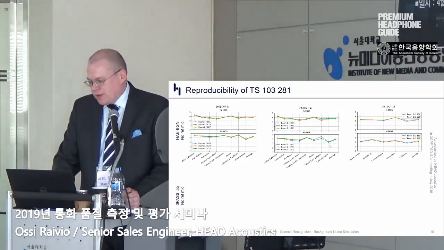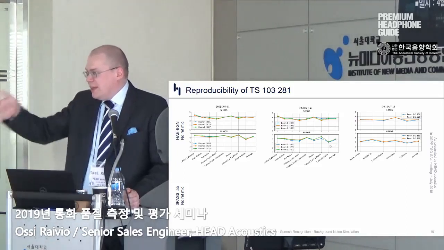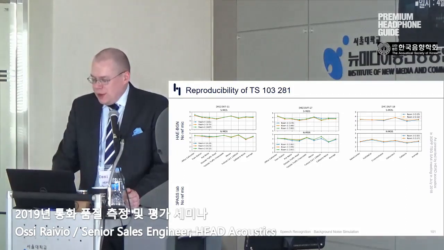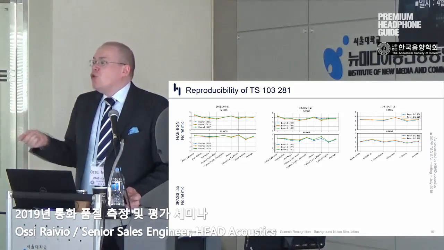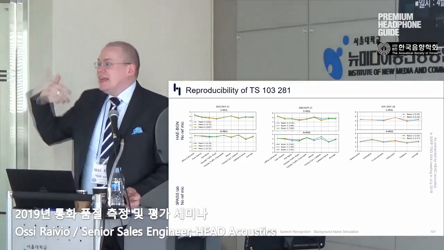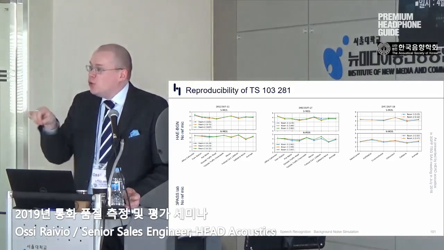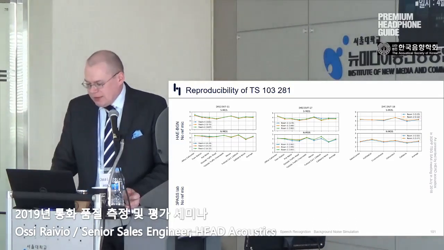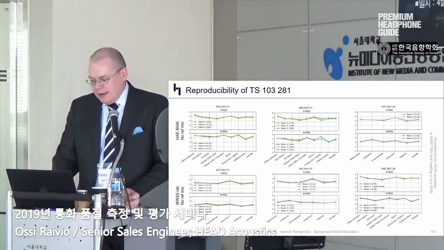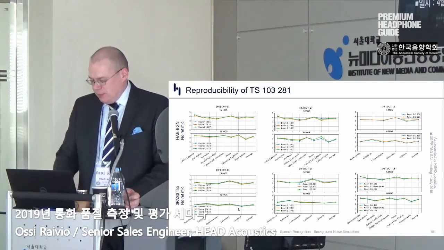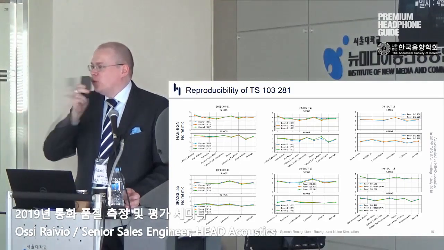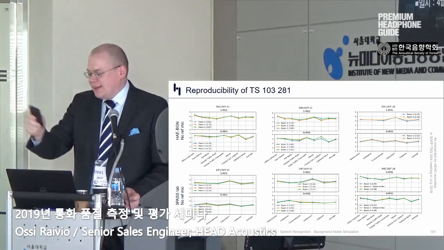The different colors are different rooms. We tested these in three different labs. So you can see that there is a bit of variation between the labs, but this is mainly because of the background noise simulation, because it is the diffuse noise simulation where you need to do manual adjustment. But when we look at the ones measured with hands-free measurement, meaning the phone is mounted 30 centimeters in front of the HATS.